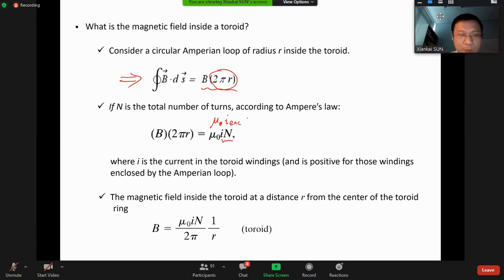Alright, so after some simple mathematical arrangement, you find out the expression for B. B is equal to mu naught times I times big N divided by 2 pi r. Okay, so here you can tell that B is not constant anymore, unlike in the solenoid, but inversely proportional to small r. So that means the larger the radius, the smaller the field. Okay? Are there any questions?